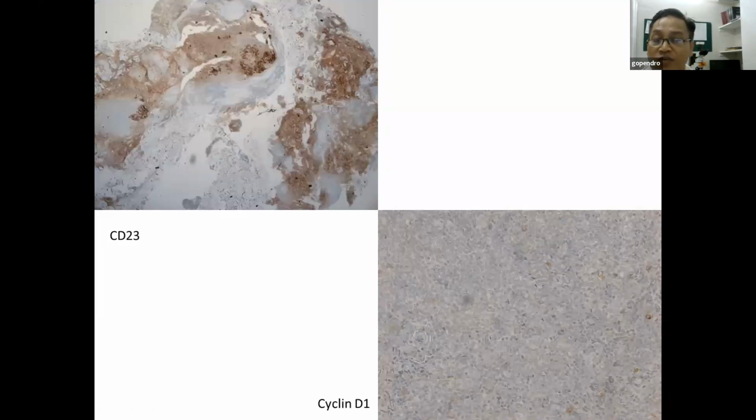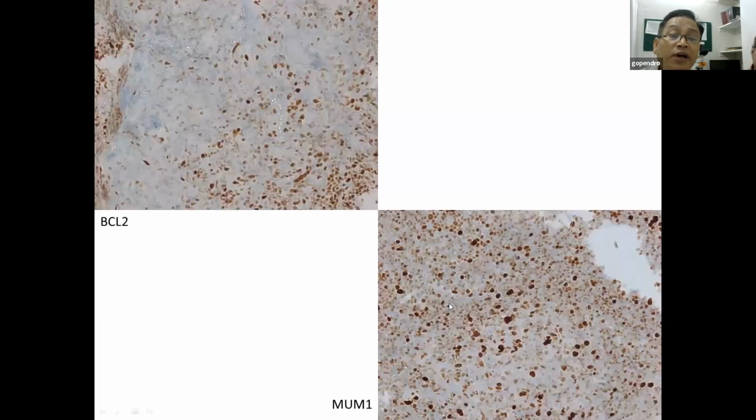And we put CD23, which was negative and is highlighting the follicular dendritic cells in the nodular areas. And cyclin D1 was negative. BCL2, we can say, has focal positivity. And MUM1 was also positive. With MUM1, basically, we try to see plasmacytoid or plasmablastic cells. MUM1 usually stains lymphoplasmacytic cells, and it is showing in some of the bigger cells. But we won't consider it much because the intensity, as well as the percentage, is low.